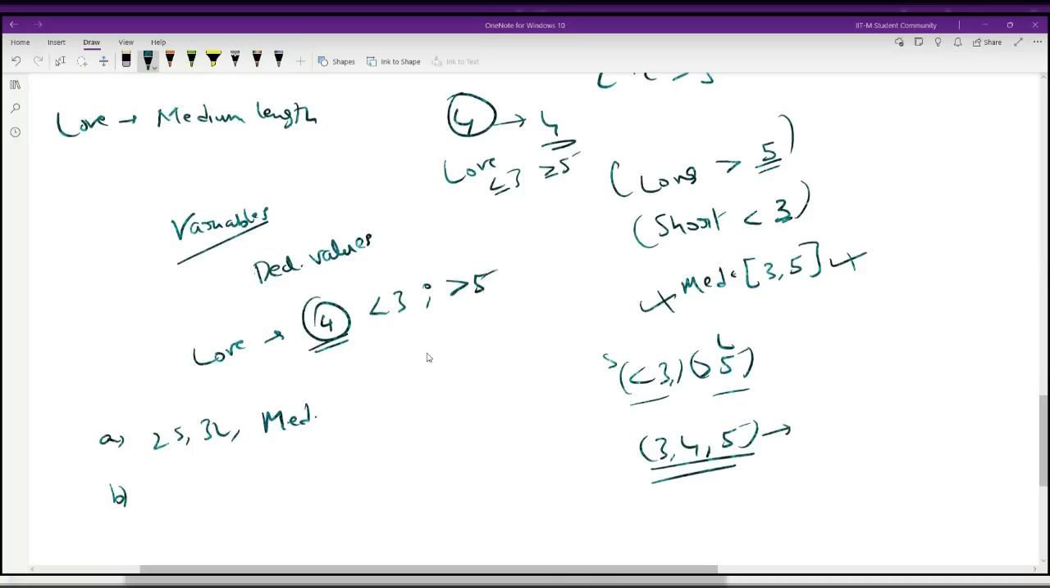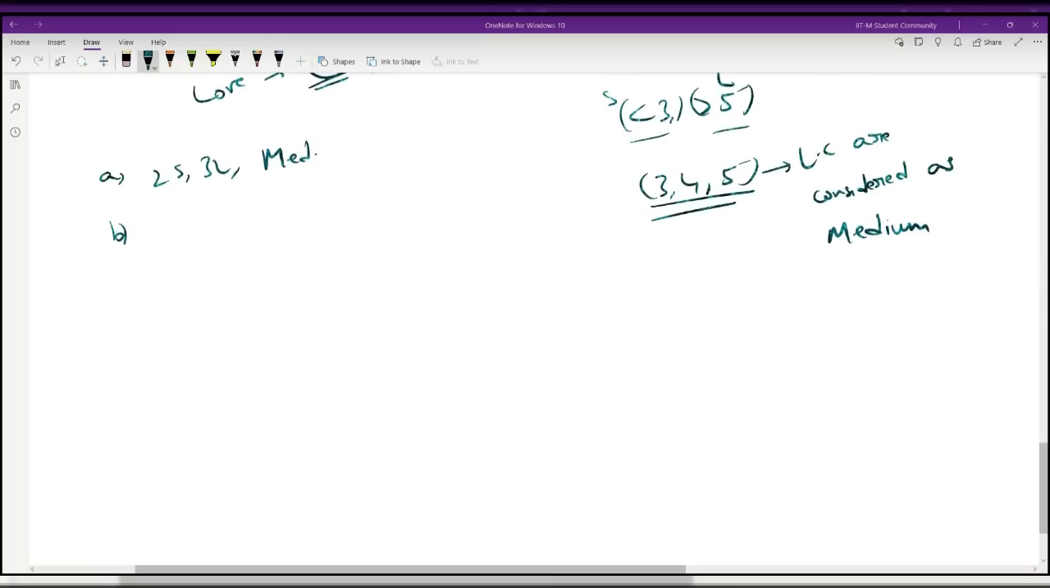Am I clear? So the words having letter counts 3, 4, 5 are considered to be medium. Okay, am I clear? Yes, sir. Yes, fine.